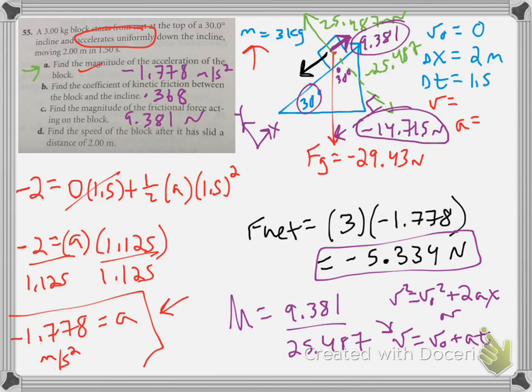So my final velocity is equal to 0 plus negative 1.778 times 1.5. And when I do that, I'll get a negative 2.667 meters per second. So after 1.5 seconds, I've moved 2 meters. I'll be going a velocity of 2.667 in the negative direction. And that's basically it. A lot going on, but as always, you start with what you know, and you work from there. That's all.